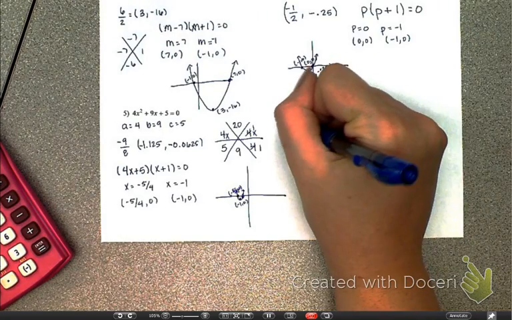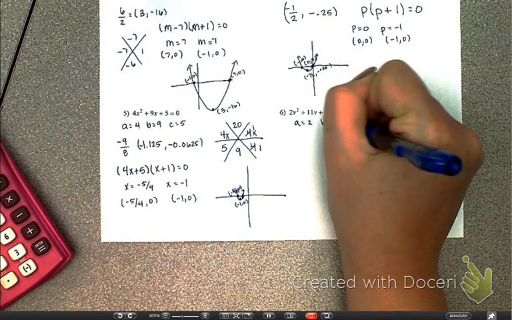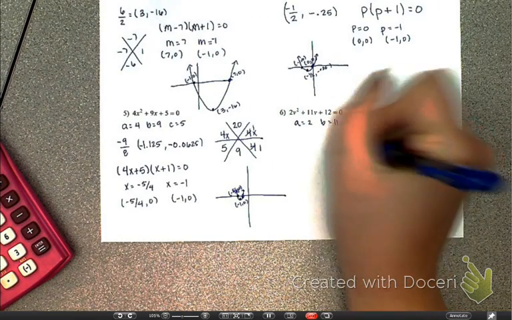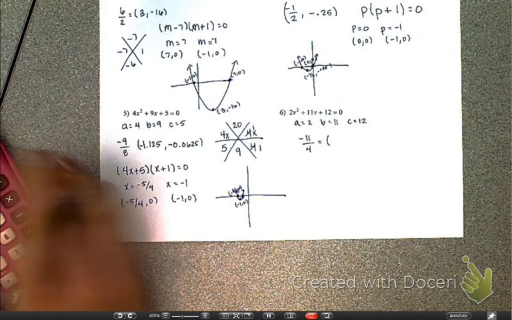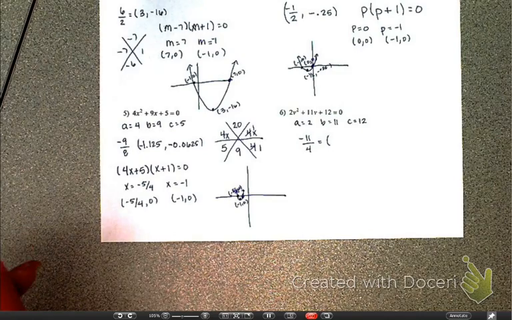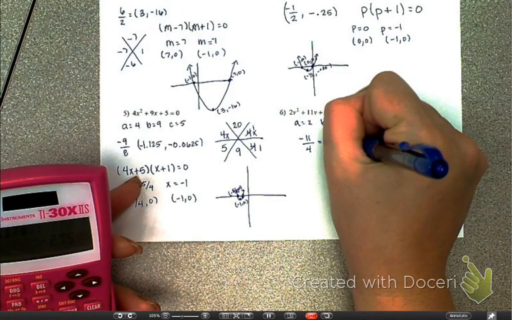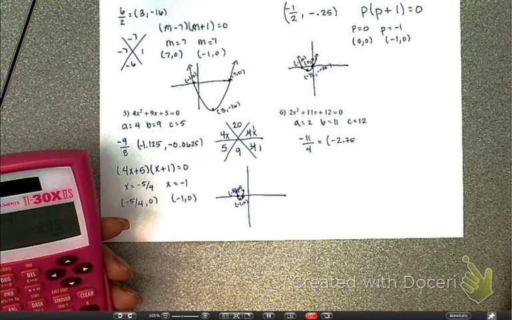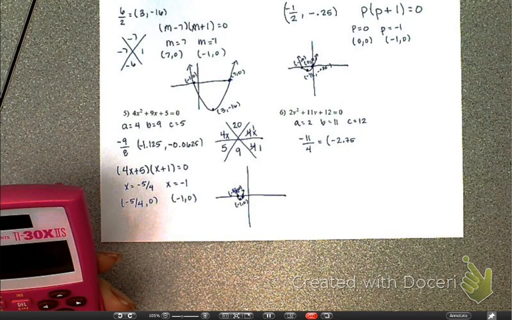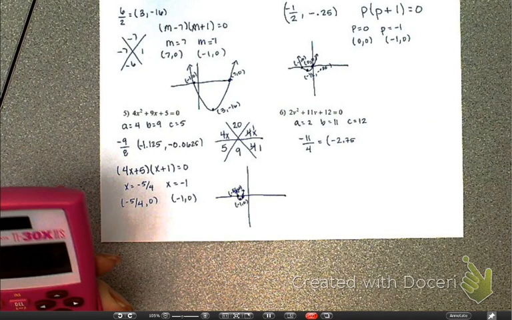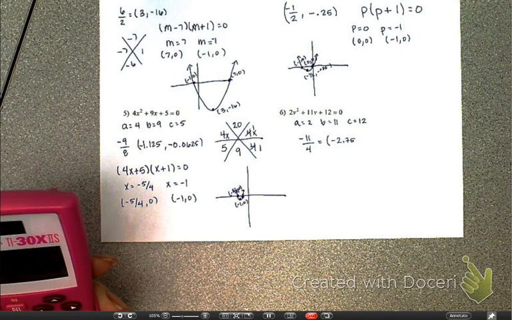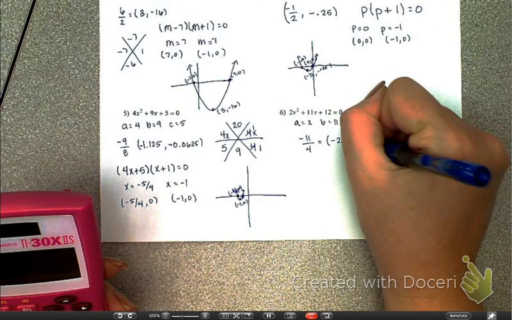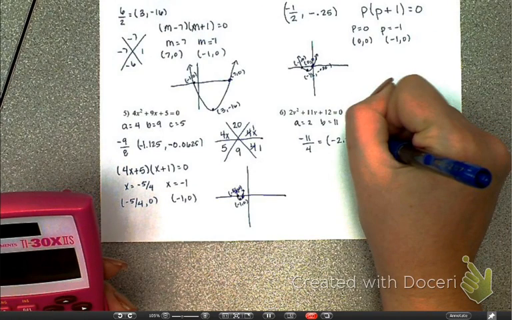Last one, A equals 2, B equals 11, C equals 12. So negative 11 over 2 times 2, which is 4. As a decimal, that is negative 2.75. And we're going to, again, take it and plug it in. So 2 times negative 2.75 squared plus 11 times negative 2.75 plus 12 gives you negative 3.125.